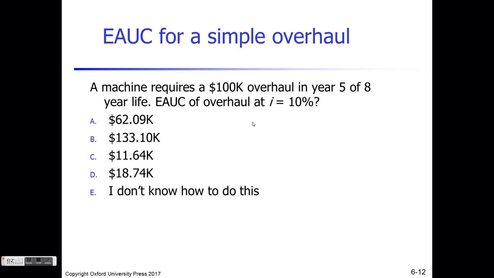So I will leave you guys this for your homework, but this is going to be very straightforward because you have this 100K in the year 5. What you need to do is you pass this 100K in the year 5, which is going to be F, to P, and then you distribute it during the 8 years, correct? That's how you are going to solve. And this should give you an answer of 11.64.